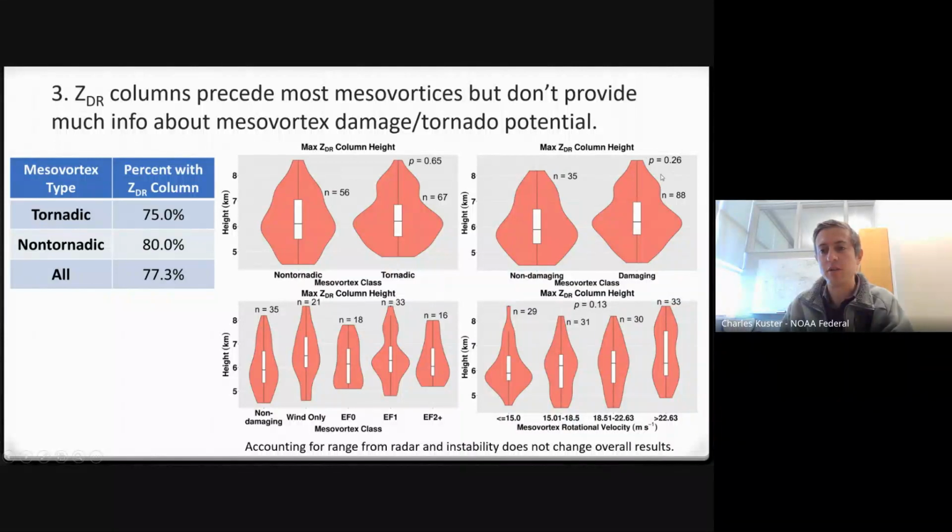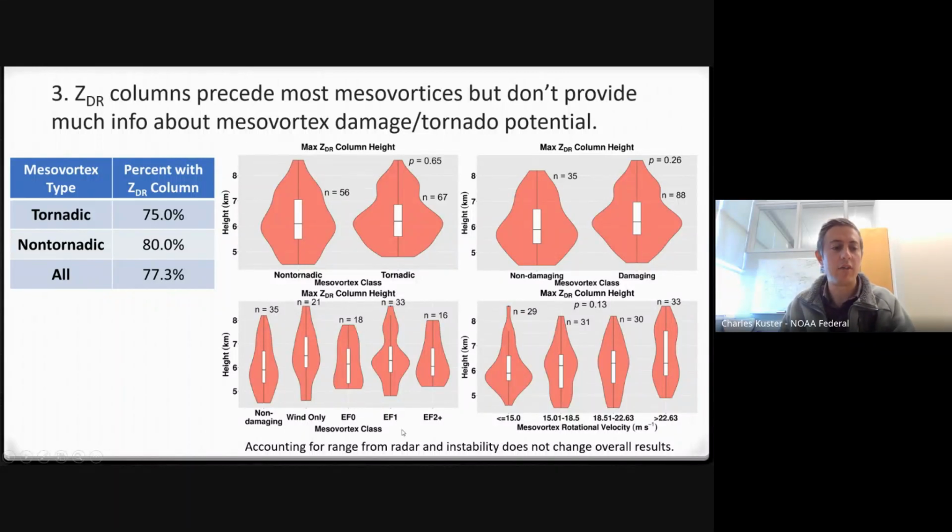And these p-values are showing the statistical significance. Once this gets below 0.05, we say it's statistically significant. So we're nowhere close to 0.05 here or here. With the KDP cores, we were way below 0.05. So not only were there differences, but they were statistically significant. Here, when we look at them, we don't see differences, and they're not statistically significant. Same idea with looking at mesovortices that produce different tornadoes rated higher on the EF scale, not really seeing any differences here. And then as the rotational velocity increases, still don't really see much in the way of differences there.